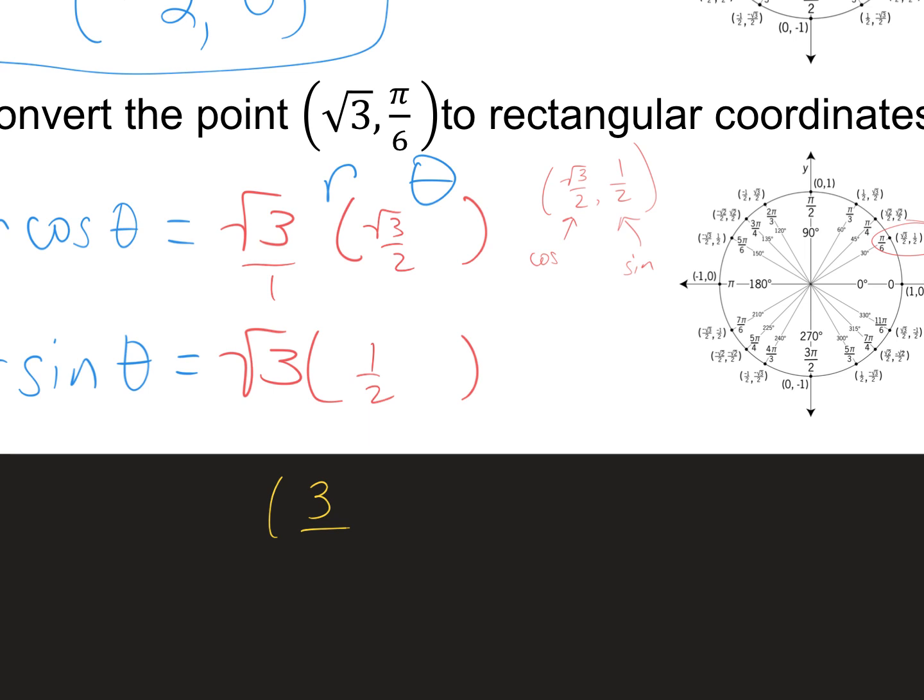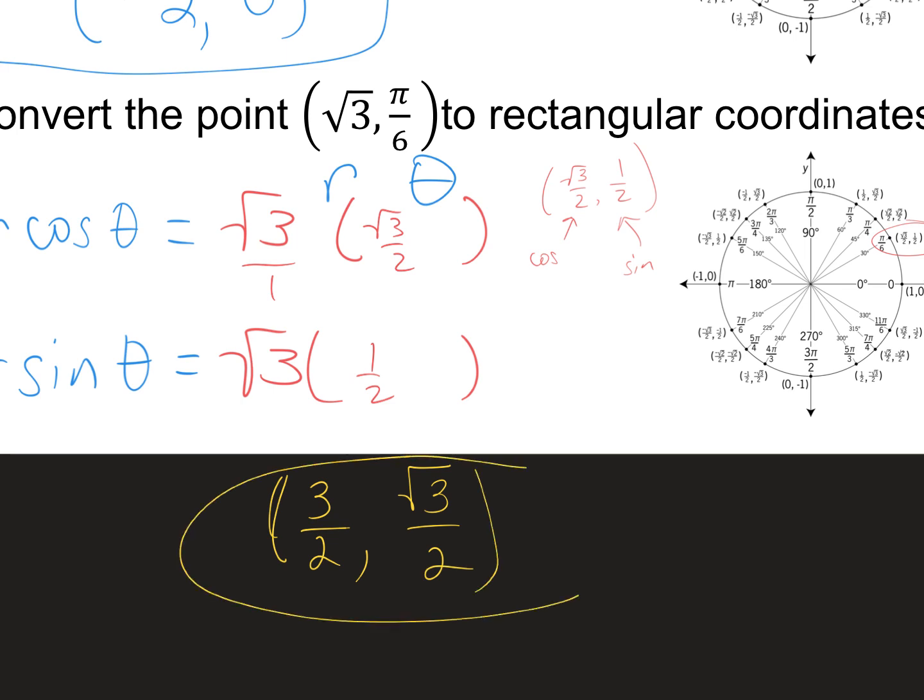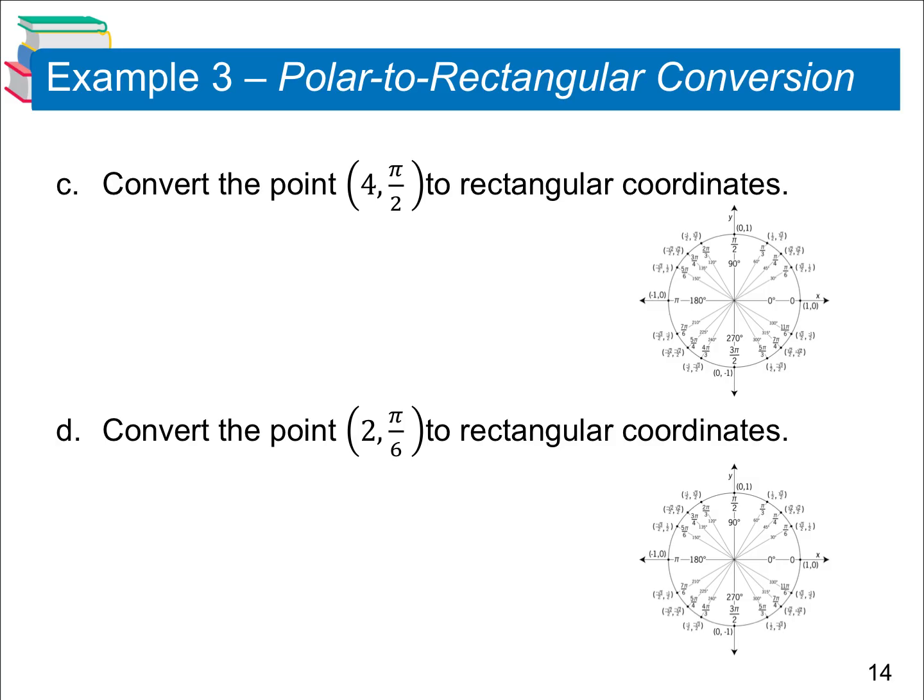3 over 1 times 2 is 2. Perfect. Now my y is the square root of 3 times 1/2, which equals square root of 3 over what? 2. There you go. That's it. Anybody have any questions? We're okay? All right, a couple more examples.